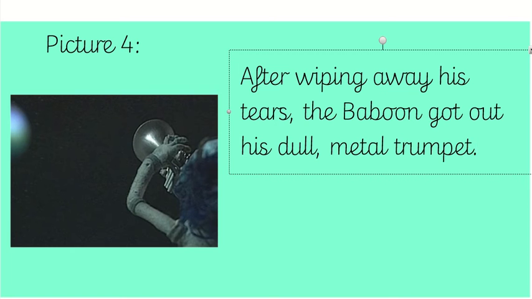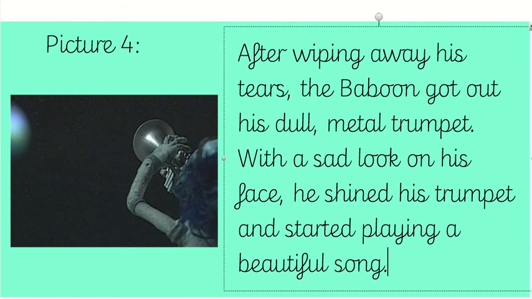Now I think for this last one we need 2 sentences. What did he do next? And how did he do it? Did the baboon look happy whilst he was shining his trumpet? So here's my example. With a sad look on his face, he shined his trumpet and started playing a beautiful song. I hope you enjoy writing the last couple of sentences for picture 4. Remember, you need to talk about him getting his trumpet out and then also playing it.